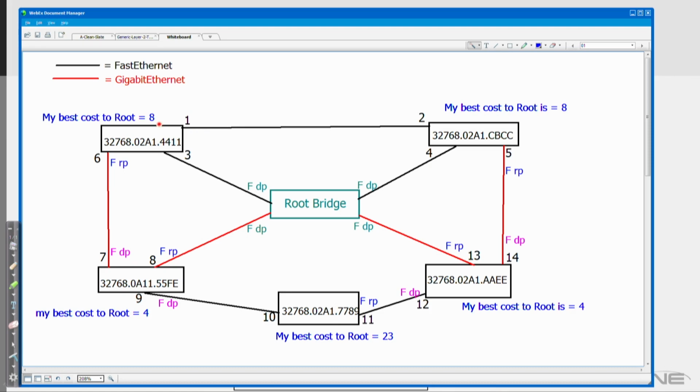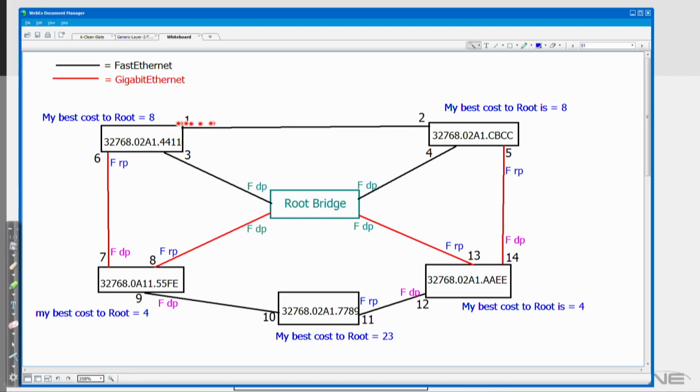4411 has a cost of 8, CBCC has a cost of 8. So when there's a tie, how do you think we fix that? Do you remember how I said we fixed the tie down here on 7789 back when we were determining his root port? We said we took a look at his neighbors and figured out what the lowest ID was. Same thing right here. Since these guys recognize they have an equal cost path to the root bridge, they're going to look at each other's names and see who has the lowest bridge ID.